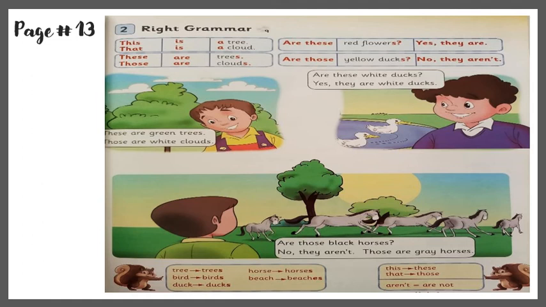Okay, now let's see the grammar. This is a tree. That is a cloud. These are trees. Those are clouds. Is will be changed into are, and this will be converted into these. That will be converted into those, and is converted into are. Are these red flowers? Yes, they are. Are those yellow ducks? No, they aren't.